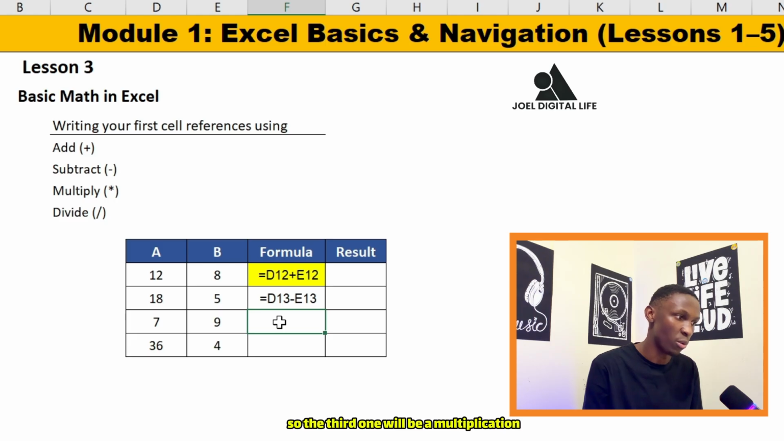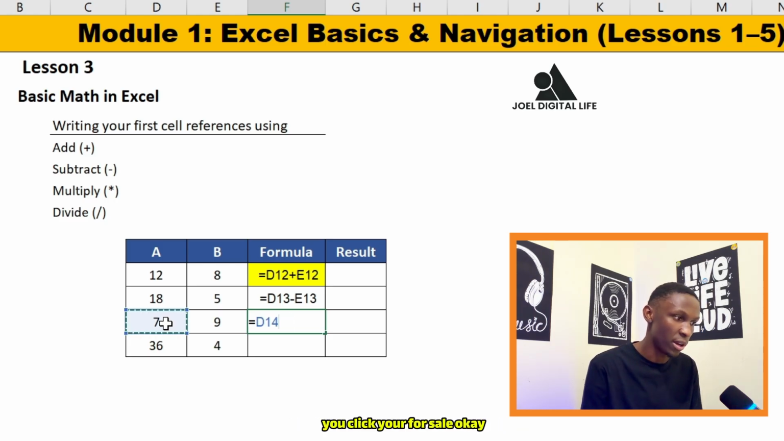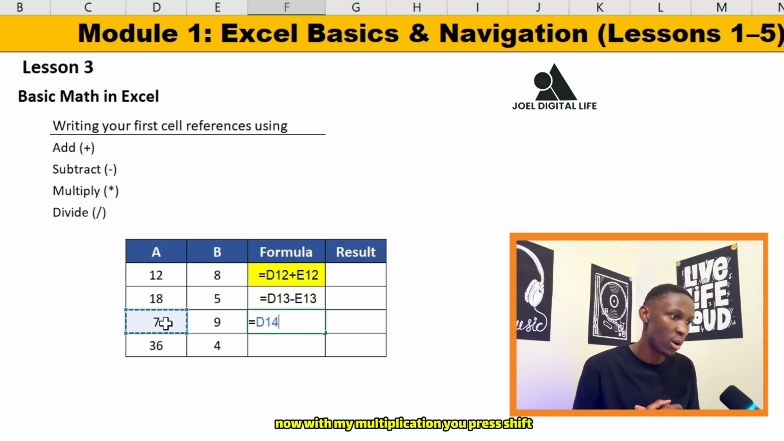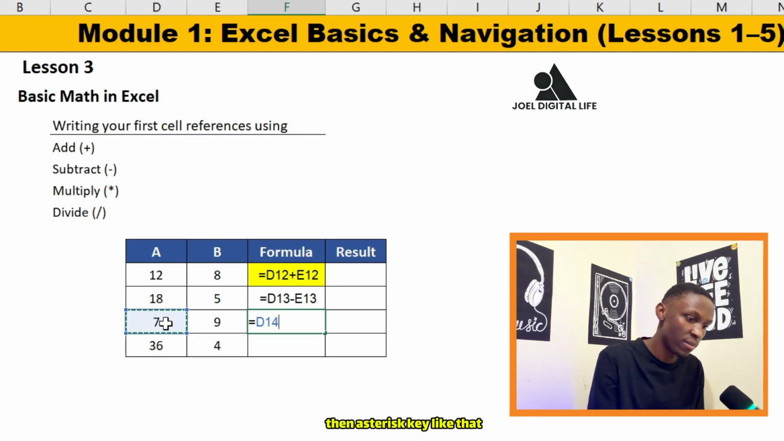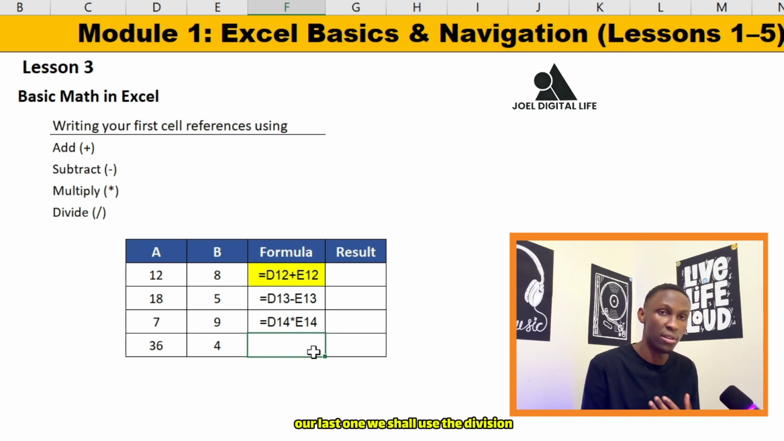The third one will be multiplication. Start off with an equal sign like that. You click your first cell. Now with multiplication, you press shift then the star key like that. Then you click the second cell. Then after that, you hit enter. But as of now, I want you to see the formula. So I'll leave a space there, then I hit enter.